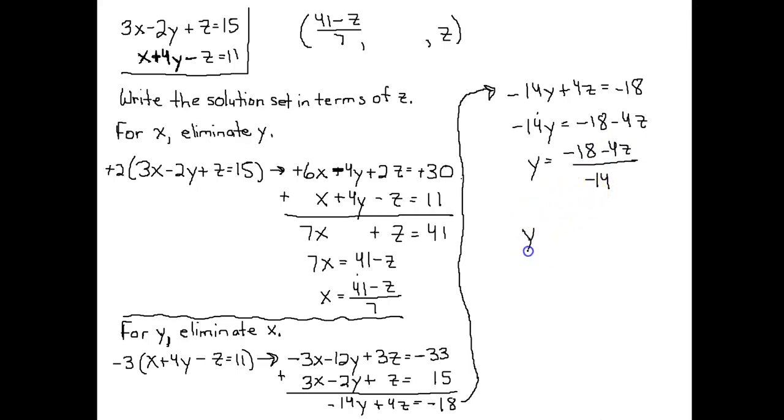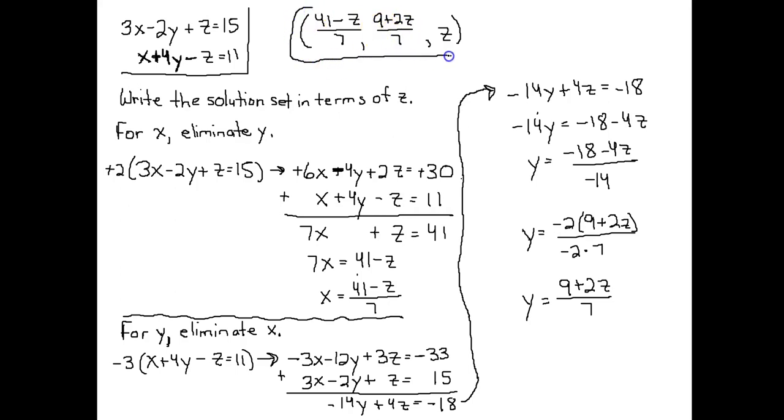Well, in the numerator, I can factor out a negative 2. And then in the denominator, you can also factor out a negative 2. So you can end up with y equals (9 plus 2z) all over 7. And that's your y.